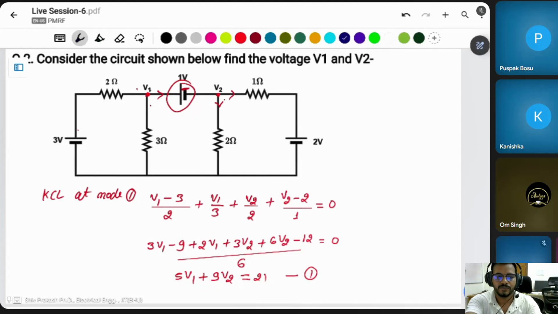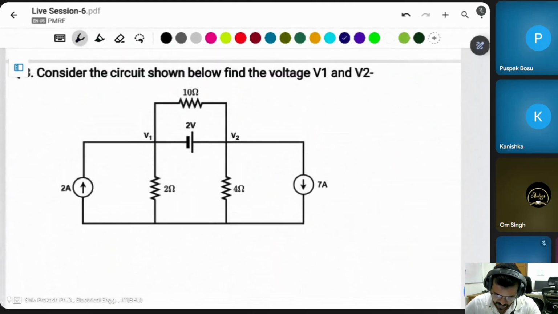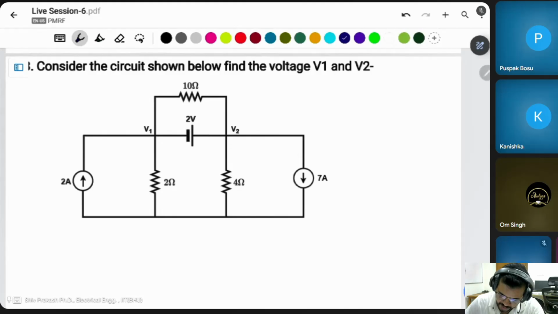Okay. The next question. Consider a circuit shown below. Find the voltage V1 and V2. Say we have to find the voltage V1 and V2.